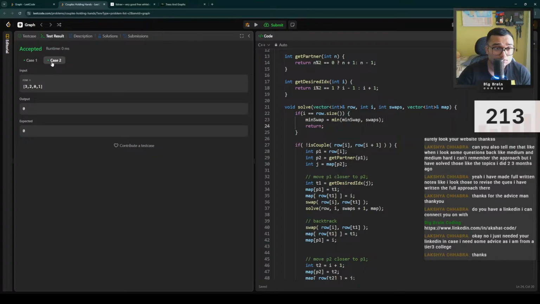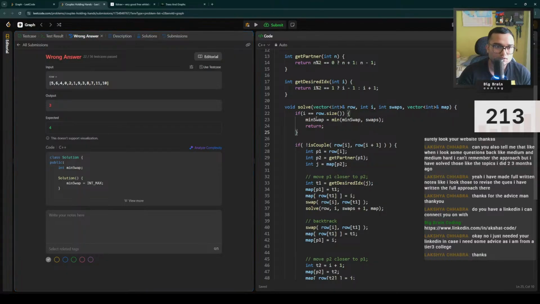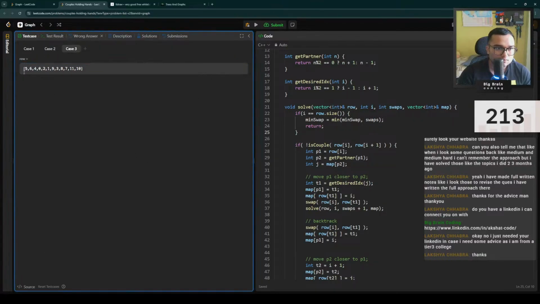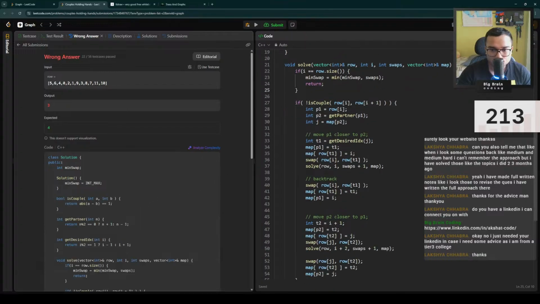Okay, this works. Surprisingly, this is working. Let's run on the real test cases. I just know that this will fail, 100%. Things never work on the first try. Yes, I knew that. Okay, so what was my answer? Expected 4, but my answer is 3. Something wrong is happening.